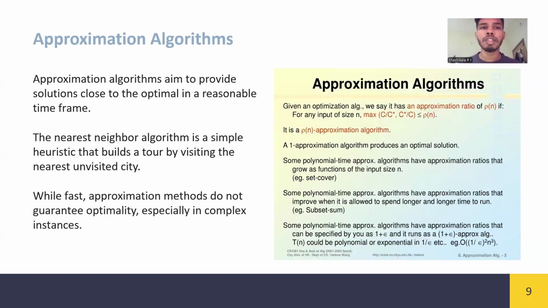So next, approximation algorithms. Approximation algorithms aim to provide solutions close to the optimal in a reasonable time frame. The nearest neighbor algorithm is a simple heuristic that builds the tour by visiting the nearest unvisited city. While fast, approximation methods do not guarantee optimality, especially in complex instances. So an approximation algorithm will work like this.